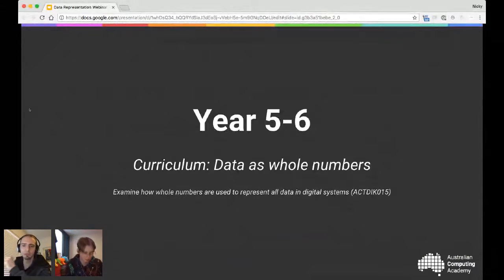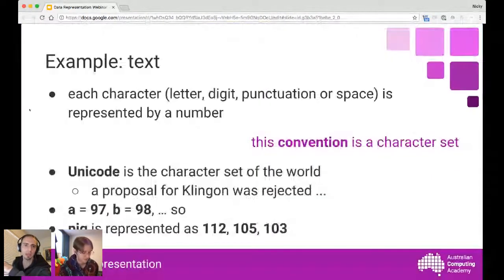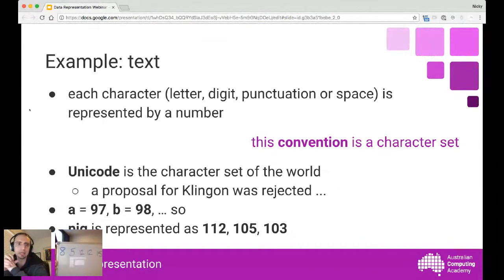So from year 5 and 6 on, we're at the point now where we're looking at data as whole numbers, how we need to be able to convert everything to a number for storage in a computer. And the easiest example for us to begin with is text. So in a computer, what we need to do is take the character that we're going to store, and that can be letters, digits, punctuation, anything really, and agree on a numerical representation for that character. And this is a relatively new idea.